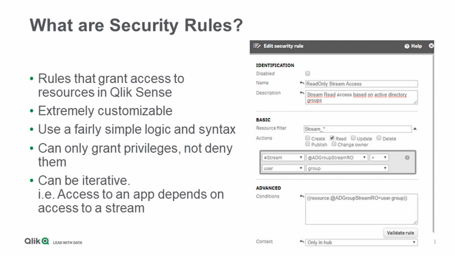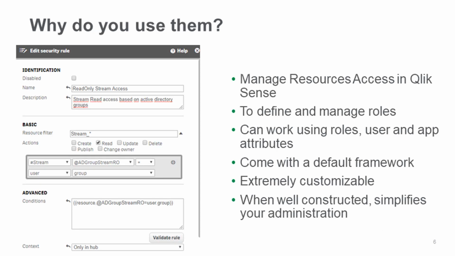Then finally, they can be iterative. So you can have a rule that depends on another rule. So for example, under the default set of rules that you have, your access to an app depends on your access to a stream, and so on. So your access to the contents of an app depends on your access to that app itself.